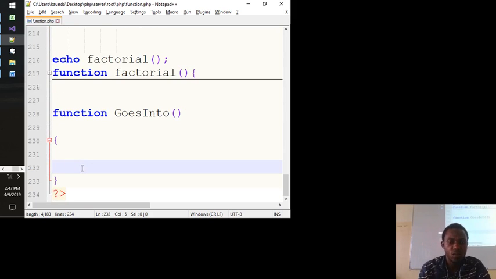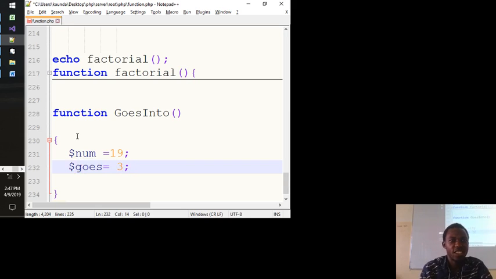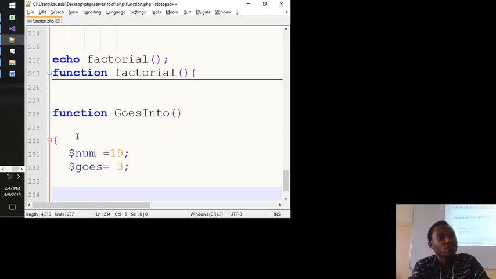So let's say I have a number, 19. I want to know how many times 3 goes into 19. That's what I want to achieve. I don't have an idea of how many times I have to loop, so I can't use for, because I don't know how many times. So in that case, I will have to use while.